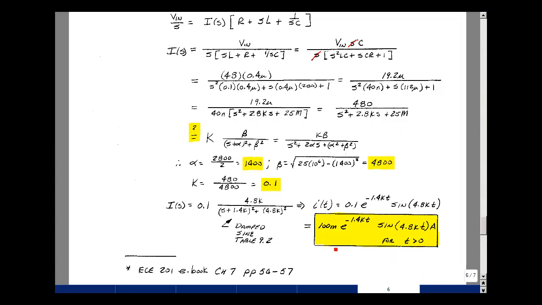This is the same result we found in the ECE201 ebook in Chapter 7 on the problem between pages 54 to 57. This is Supplemental Problem 9.7.